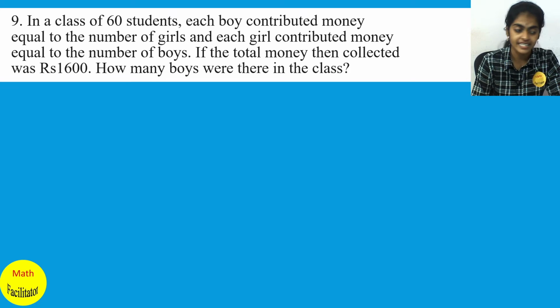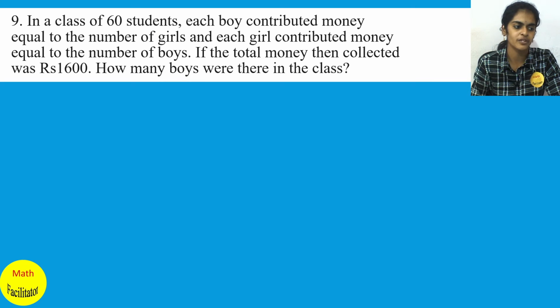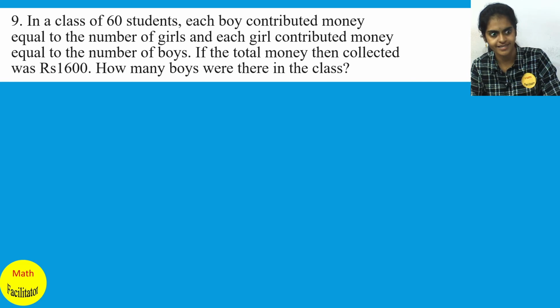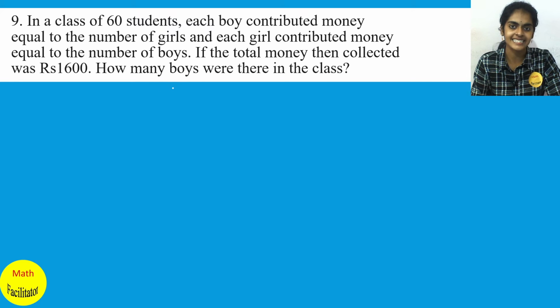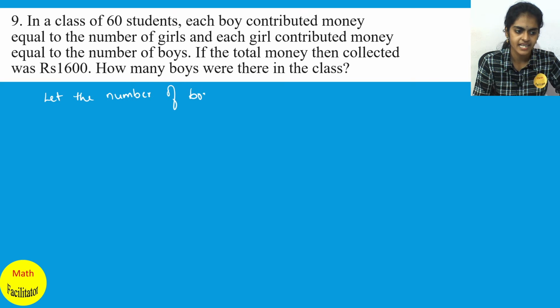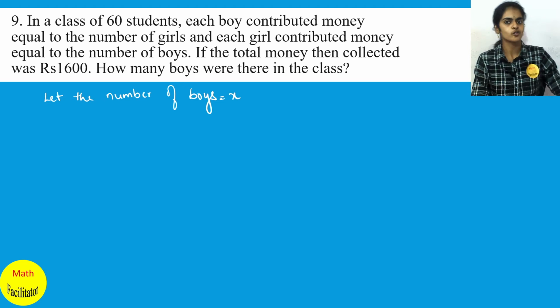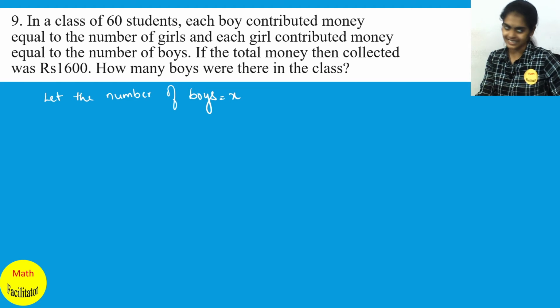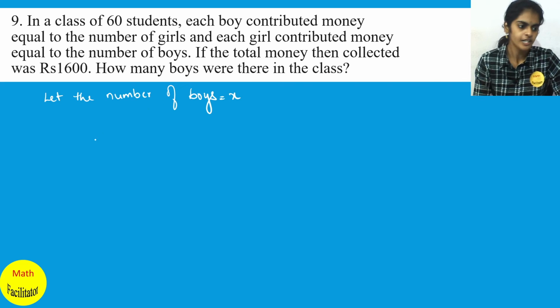In a class of 60 students, each boy contributed money equal to the number of girls, and each girl contributed money equal to the number of boys. If the total money collected is 1600, how many boys were there in the class? They are asking how many boys are there in the class. So let the number of boys be X. If there are X boys in the class, and the total number of students is 60, can you tell me the number of girls?